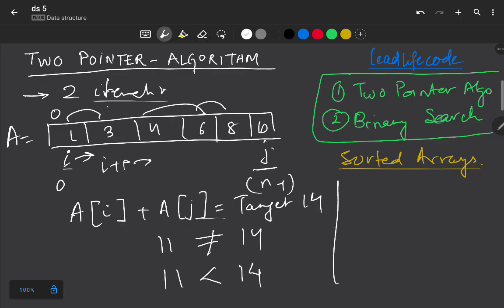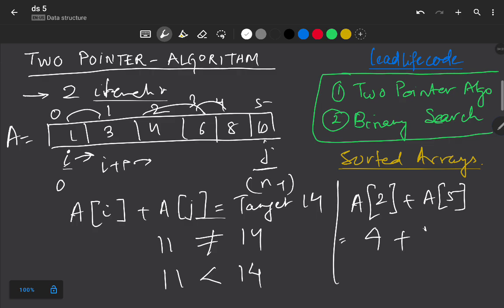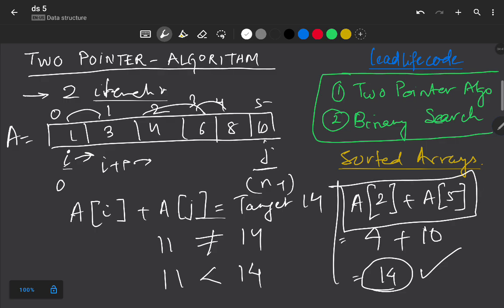This is index 0, 1, 2. So I becomes 2, and A of 2 plus A of 5, because J is not changing. A of 2 is 4 plus A of 5 is 10. So you got 14. You can now give this as the answer: 2 and 5 are the indexes where you are getting the target of 14.